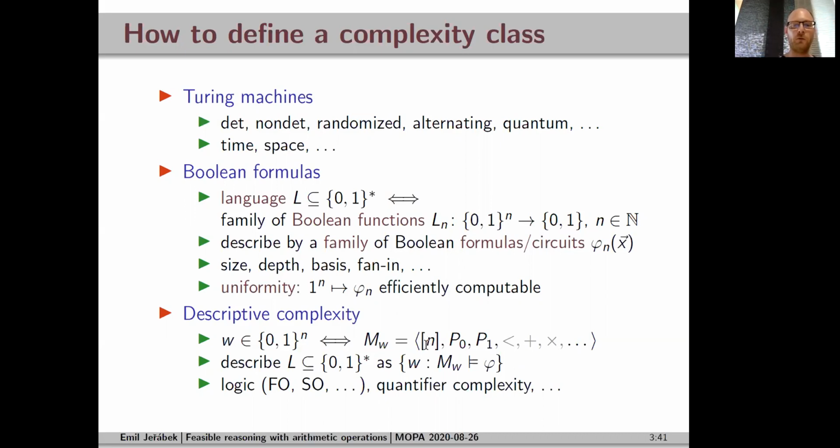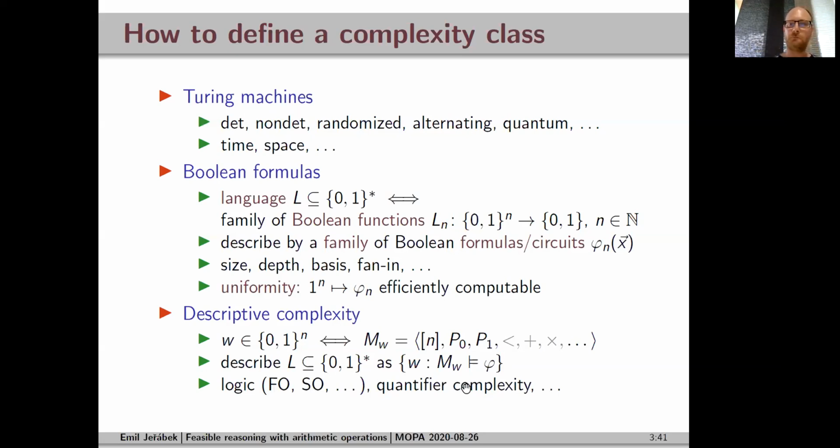And then if you want to describe a language, we consider formulas that define the corresponding class of finite structures. Then what we can study, or how we can describe the complexity of this, is first of all by specifying the logic from which we take this description formula. It may be first order logic, it may be second order logic, maybe something more complicated. We may also look at quantifier complexity.